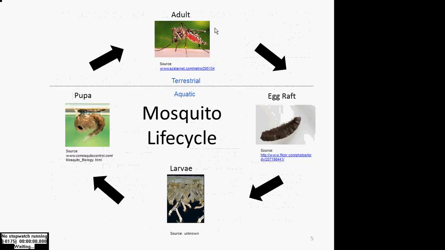So mosquitoes go from adults, they lay eggs. Does anyone know what sort of mosquitoes bite you? Yeah, don't say annoying mosquitoes. What sort of mosquitoes bite you? Female mosquitoes. Why? Because they need to get your blood to extract the calcium so they can lay eggs. So they lay eggs, and these eggs will live in water.